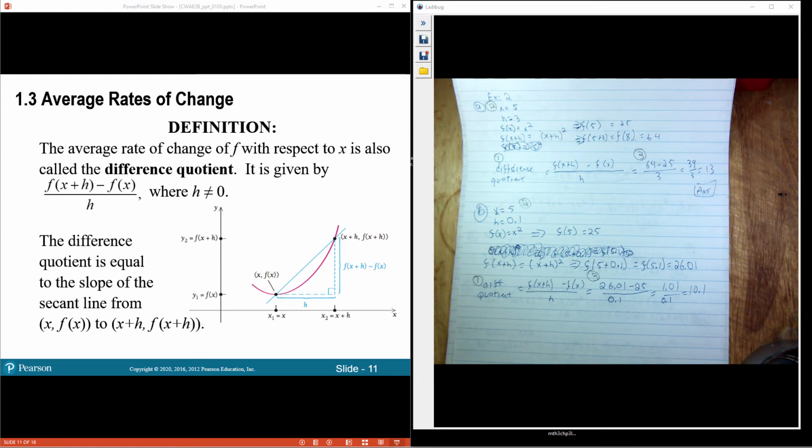Here we're looking at the slope of a secant line. In this case we're looking at slope over an interval.